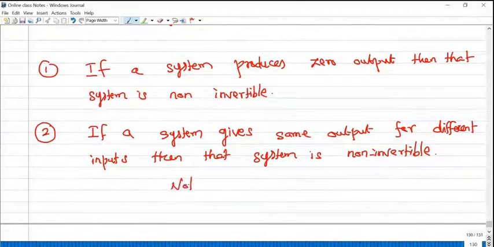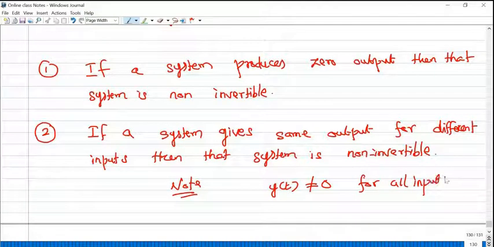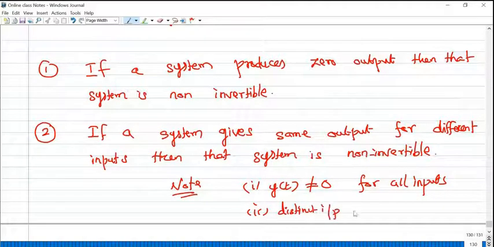Note, the output should not be zero. Very simple. If the output of the system is zero for a single input, for all input, the output should never be zero for any of the input signal. Okay. Then first case. Second case, distinct input should produce a distinct output.